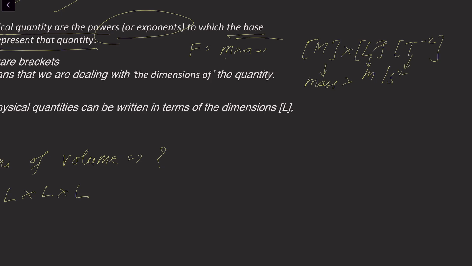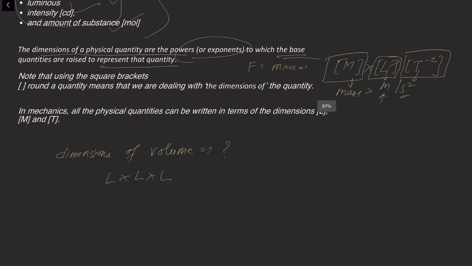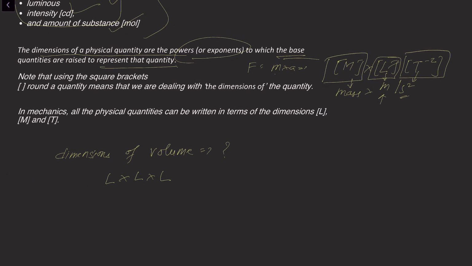So length, or you can say the meter, can be expressed in terms of this L. Seconds can be expressed in terms of T, right? T is the time, and mass can be expressed in terms of M. So these are all within the square brackets. Now what do you mean by dimensions of physical quantity? Basically the power. So here the power is 1, here also the power is 1, and here the power is minus 2, right? It means that these are the dimensions of physical quantities. So the power to the base is the dimensions.